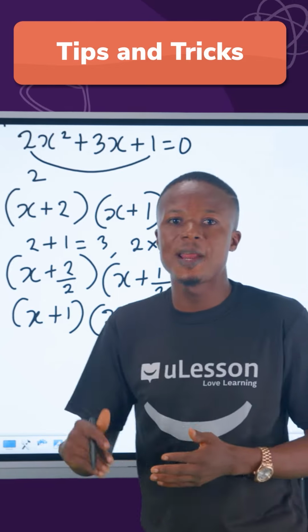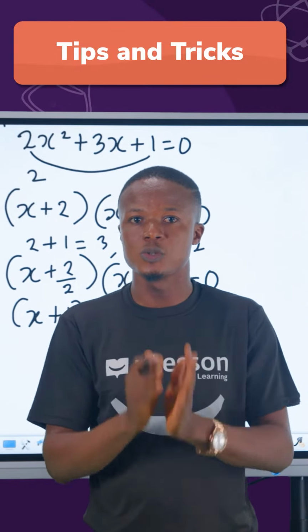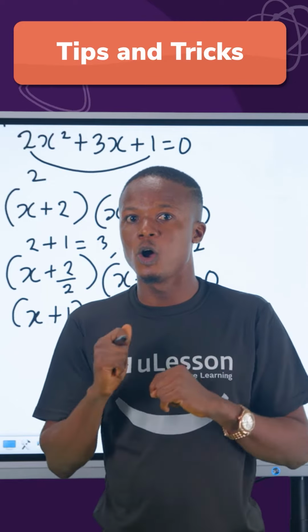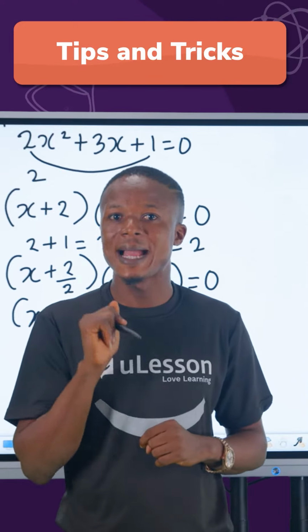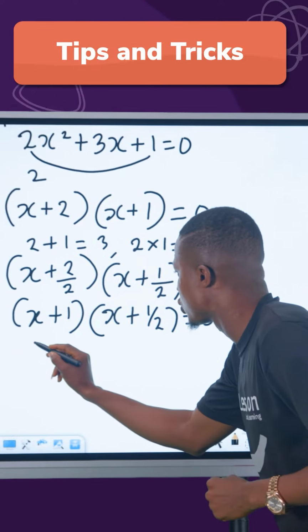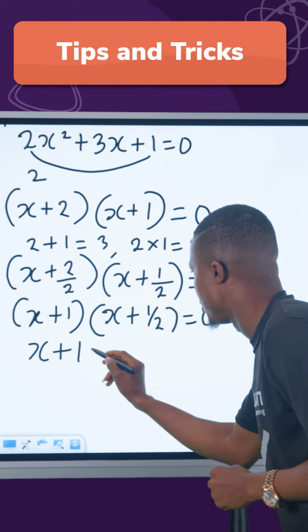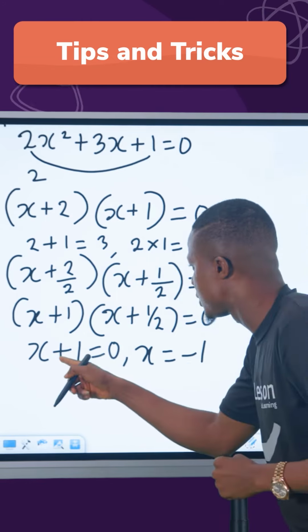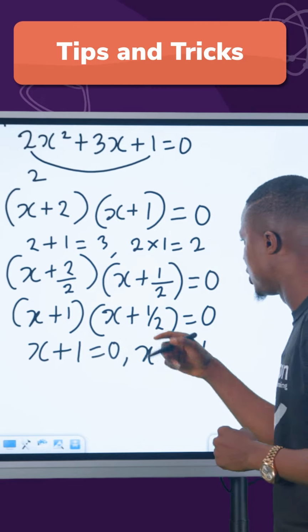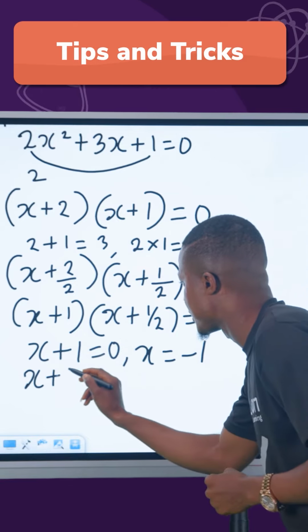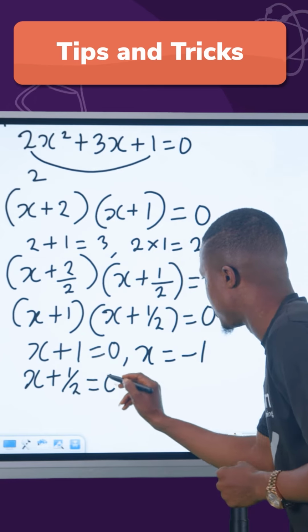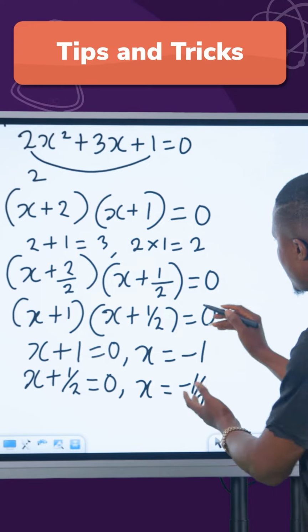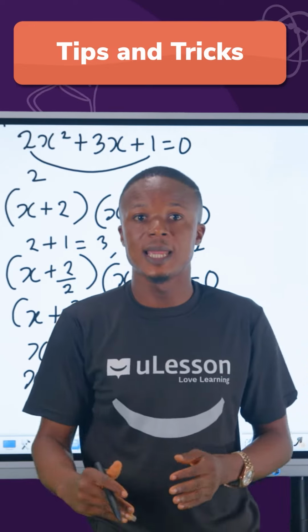Now, you should know that whenever two things are multiplying each other to give us 0, it implies that either one of the terms is 0 or both of them are 0. Therefore, I can write that either x plus 1 is equal to 0. That implies that x should be negative 1, because when positive crosses over, it turns to negative. Or x plus half is equal to 0. That means that x is negative half. And these are the solutions to this particular quadratic equation.